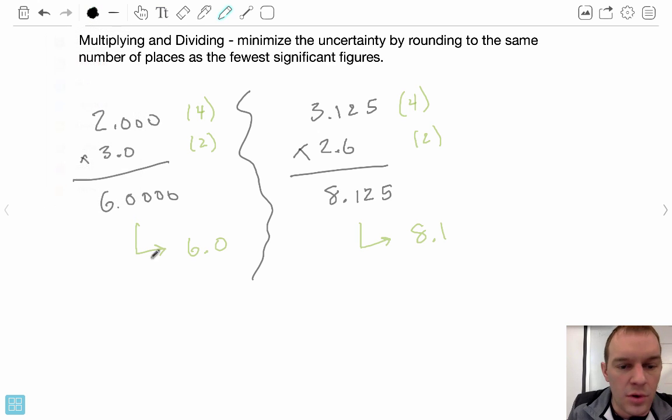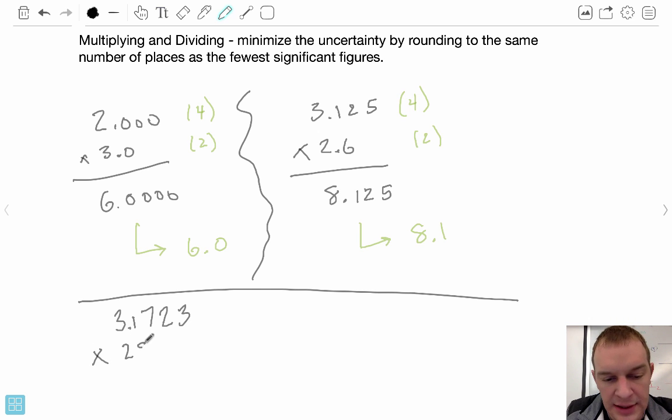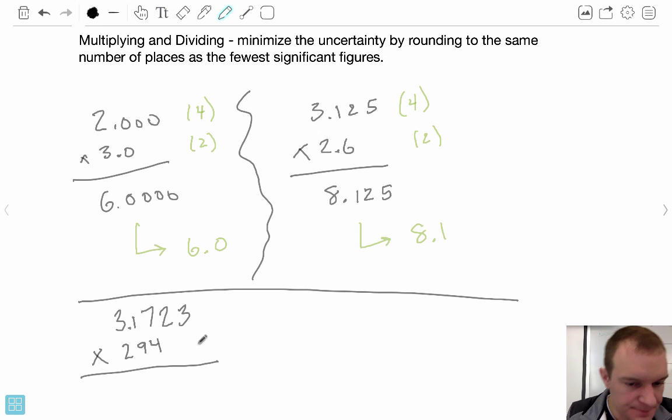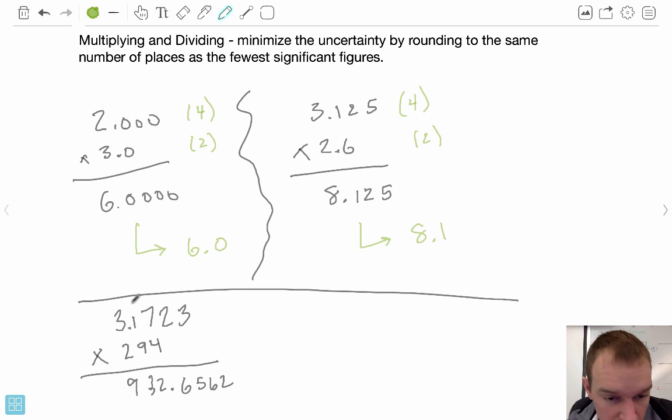Okay, try one or two more. So let's take 3.1723, and we'll multiply that by, I don't know, 294, whatever that ridiculousness is. Okay, so again, 3.1723 times 294. The raw answer that we get, and this is a raw answer, 932.6562. Okay, so that's just ridiculous when we do it. Please do not write all the digits in your calculator down. We look at this number up here.